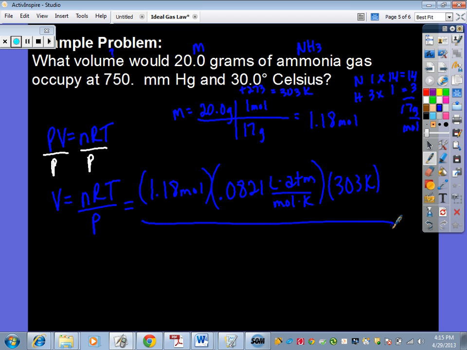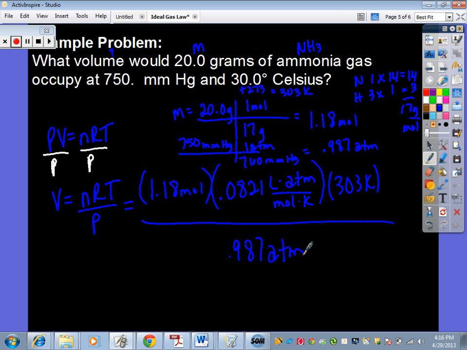Our final variable is pressure. Notice that our given pressure is in millimeters of mercury, but our ideal gas law constant's pressure is in atmospheres. So once again, we must convert our unit to the proper unit. There are 760 millimeters of mercury in 1 atmosphere. So 750 divided by 760 is 0.987 atm. Again, I'm keeping 3 significant digits because the 750 with the decimal at the end would be 3 significant digits. That value then will go on the bottom of my equation, which is 0.987. I will then use a calculator and multiply 1.18 times 0.0821 times 303 divided by 0.987.